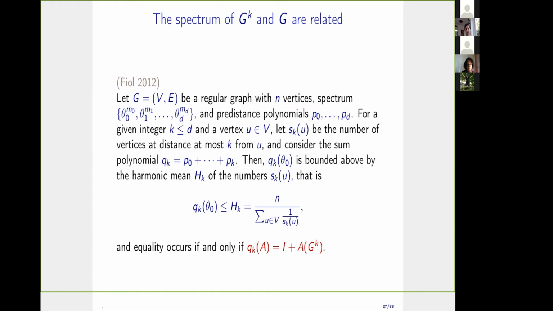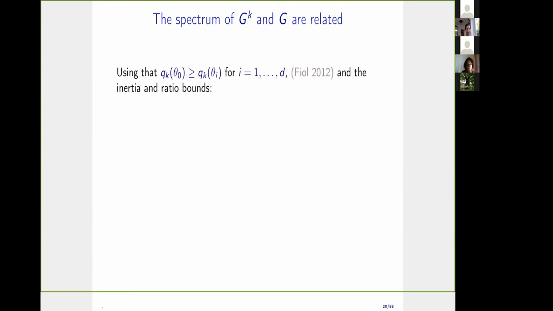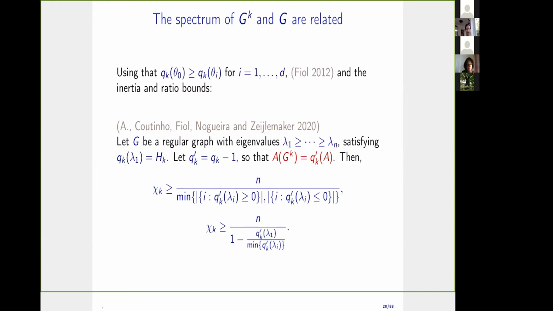And he also characterized that equality in this bound holds if and only if there is this relationship between the spectrums of G and G^k. So it means that there is a polynomial Q_k evaluated in the adjacency matrix that equals the identity plus the adjacency matrix of G to the power of k, okay? I'm presenting this result because using it is almost straightforward, observing a few more things, we can obtain algebraic bounds for that previous question, I suppose.